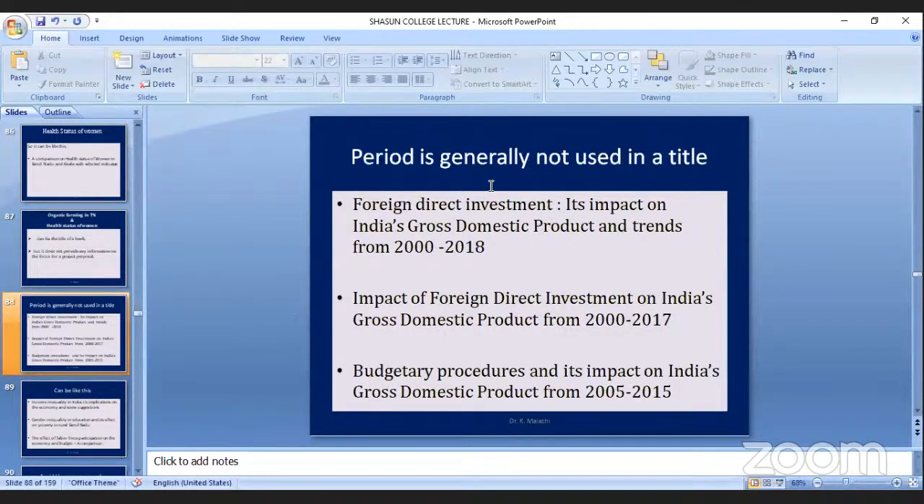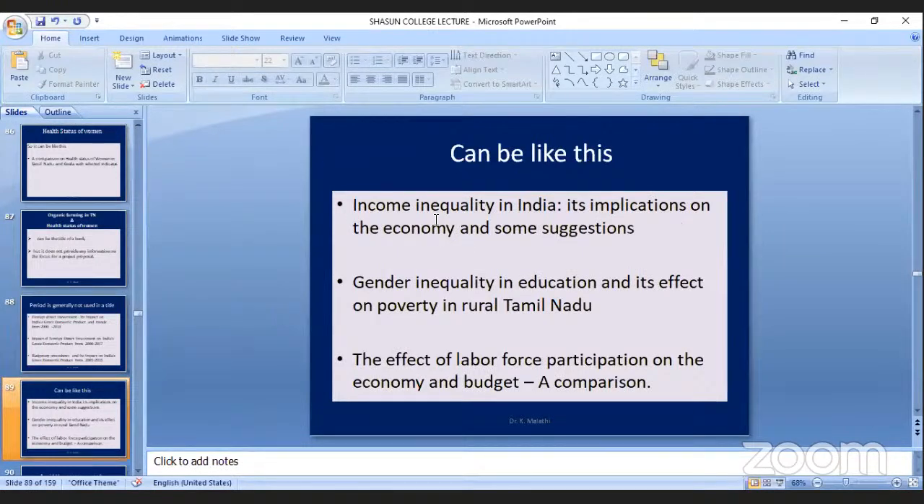And generally, even the time period need not be mentioned in the title. For example, foreign direct investment, its impact on India's gross domestic product and trends, because I told you not to give abbreviations, and trends from 2000 to 2018. It's not necessary to mention the years in it. So it can be like this: income inequality in India, its implications on the economy, and some suggestions. You're going to study income inequality, show its implications on the economy, and also give suggestions.